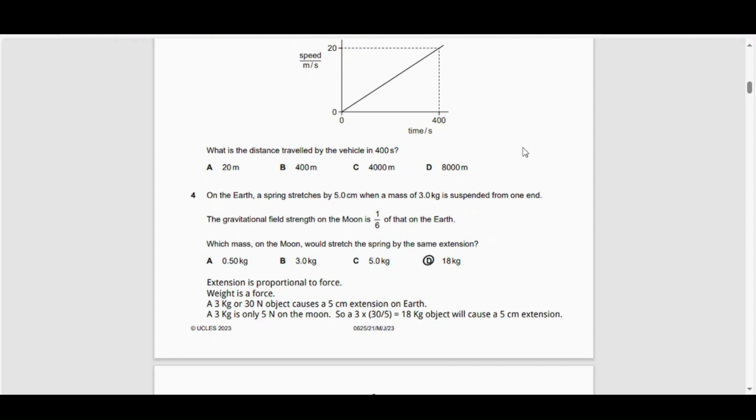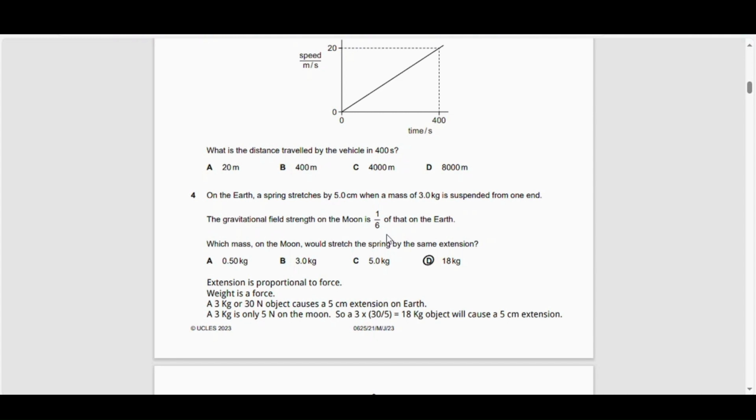But the key thing to keep in mind is that the weight is the force here, and it is resulting in an extension. So you've got an object that has a mass of 3 kilograms, and we can assume that it'll have a weight of probably 30 newtons because the gravitational field strength at Earth is close to 10 newtons, and it's 30 newtons that stretches the spring by 5 centimeters, right? So if you're going to have 1/6 the gravitational pull, your force is going to be 1/6 that of what it is going to be on Earth.